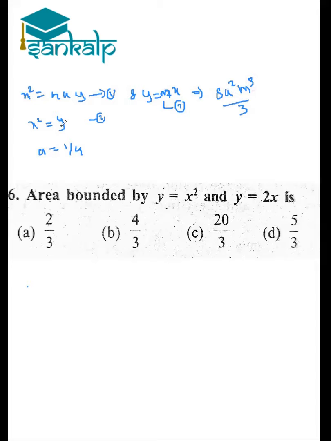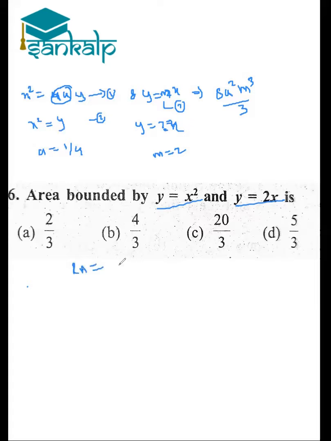Now we need to compare these equations. This is equation 2, x square is equal to y. When you compare it with 4a, you will get the value of a as 1 by 4. The second equation, the line given, is y is equal to 2x, and the equation of the curve is y is equal to x square. So m value in this case will be equal to 2. So a is equal to 1 by 4, m is equal to 2.